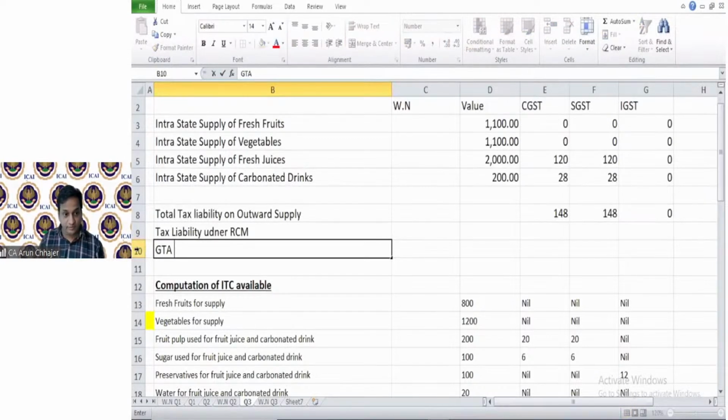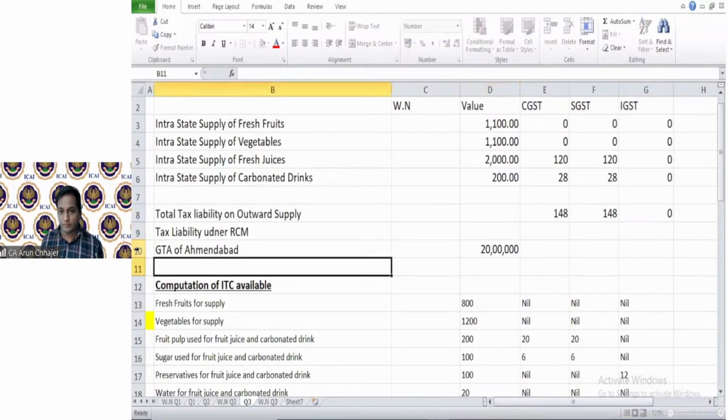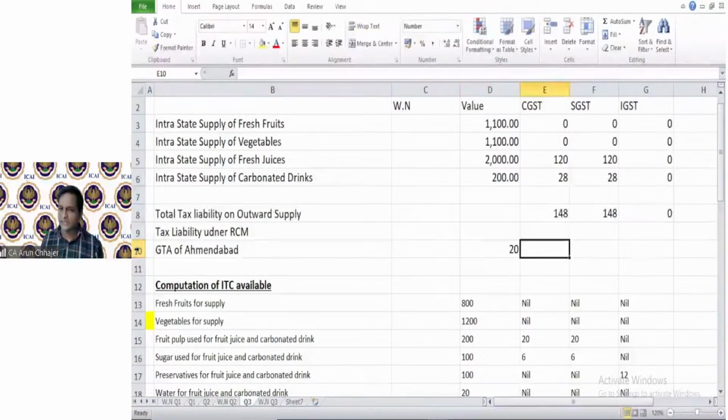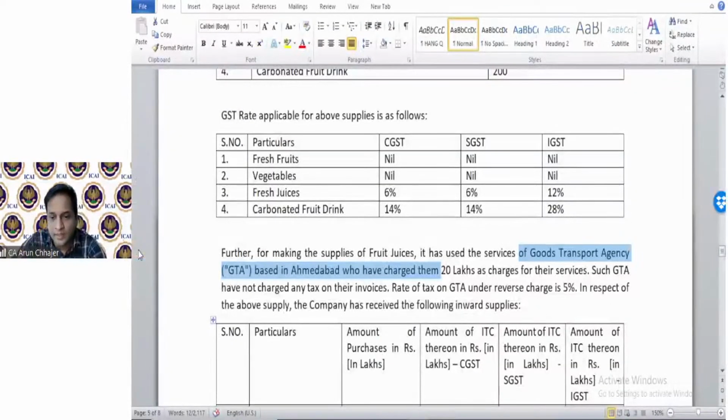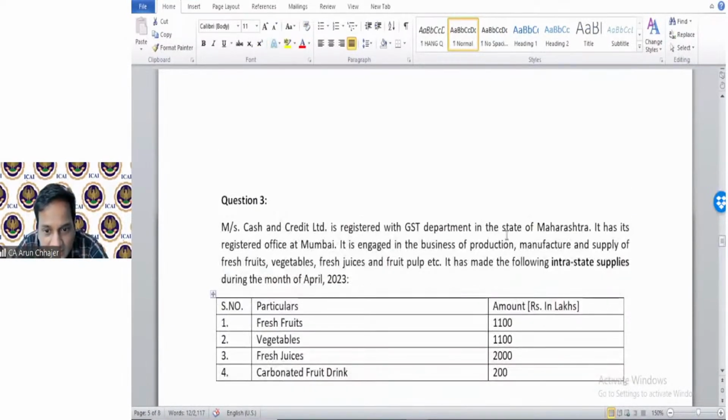GTA of 20 lakh is the value. So I can simply say 20. Now they are saying GTA is from Ahmedabad and the party cash and carry is in Maharashtra. This working note is important. So let me explain here.